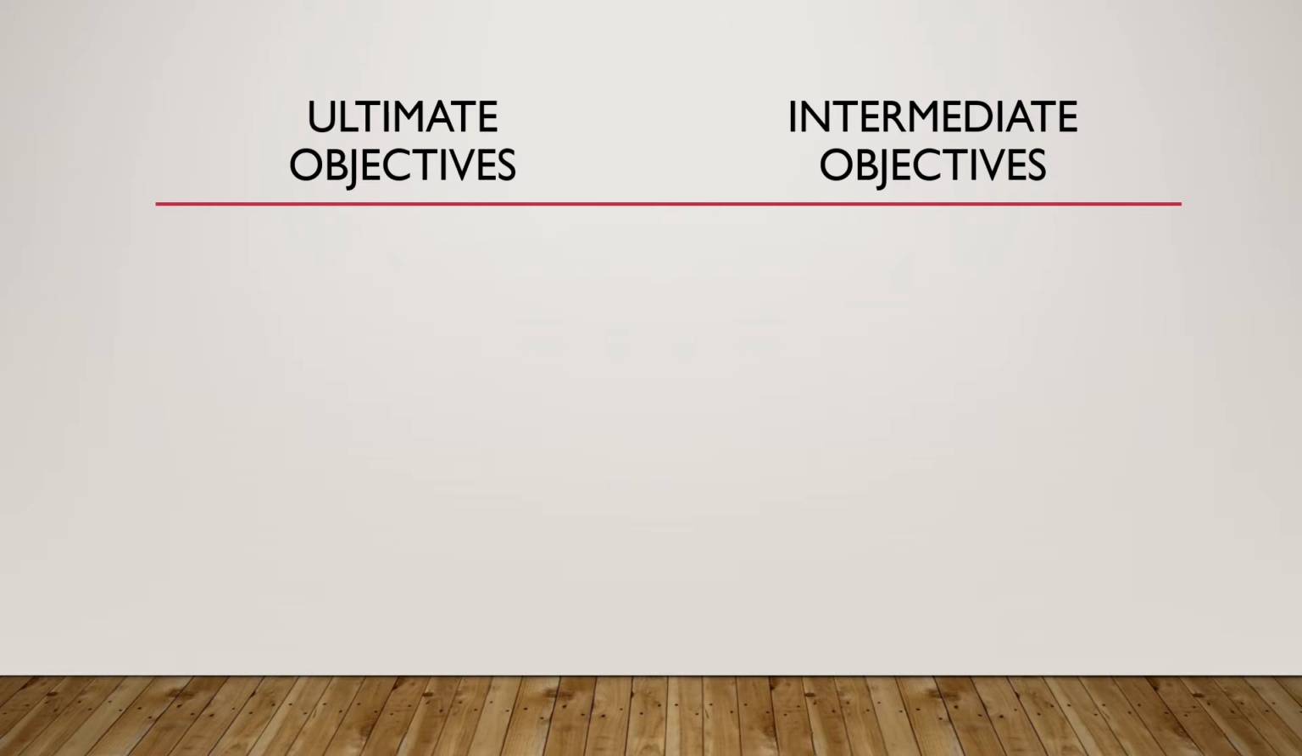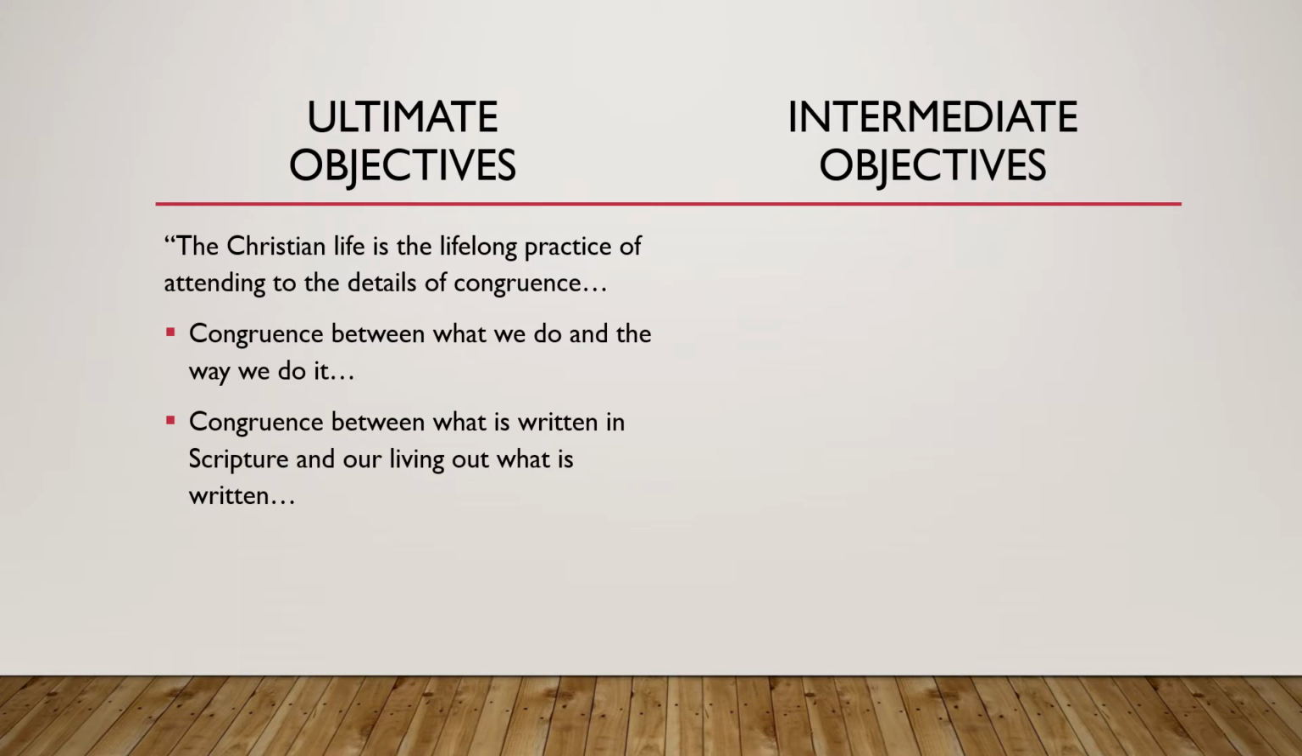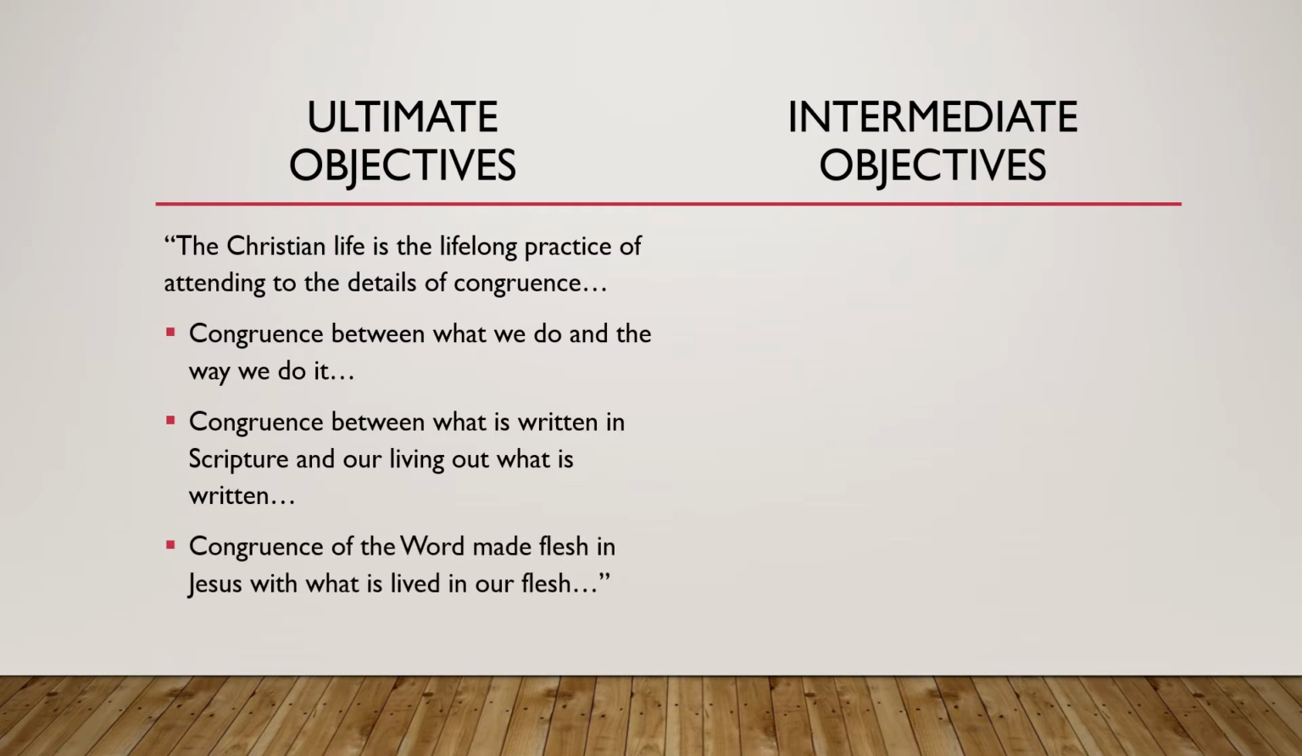As always, let's talk now about our ultimate and intermediate objectives for these lessons. A famous Christian author actually talked about congruence in terms of how we live our lives versus how Scripture says we should live our lives. He stated, the Christian life is the lifelong practice of attending to the details of congruence. Congruence between what we do and the way we do it. Congruence between what is written in Scripture and our living out what is written. Congruence of the Word made flesh in Jesus with what is lived in our flesh.